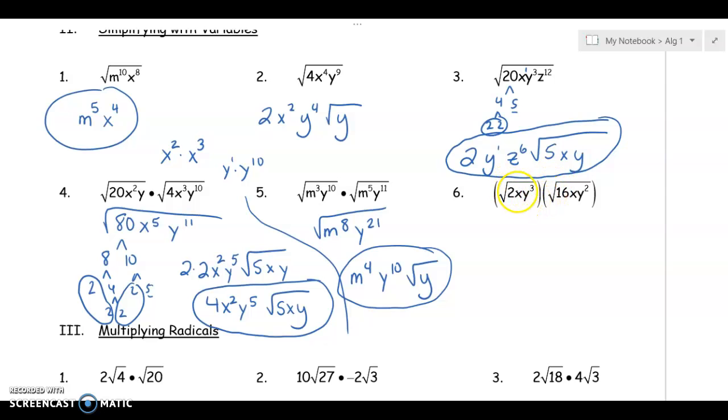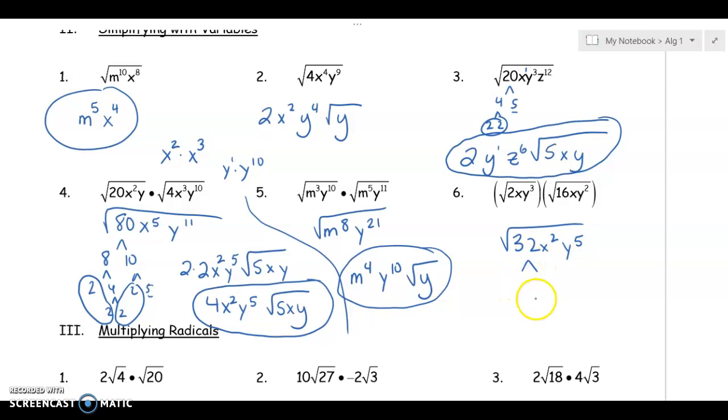For this one, you could multiply 2 times 16. That's one option. Another option is you could notice that square root of 16 is a perfect square, so you could turn that into a 4. It's your call. If you want to just multiply them together, 2 times 16, you're going to get 32. X to the first times x to the first is x to the second. Y to the third times y to the second is y to the fifth.